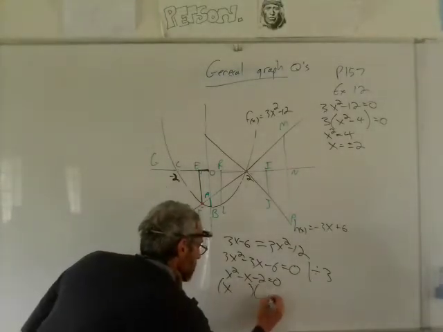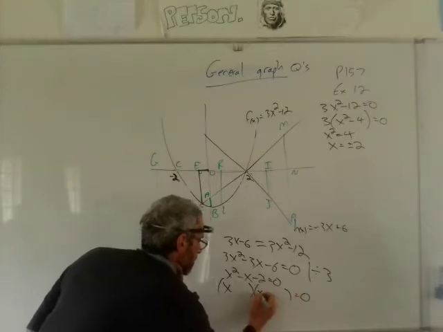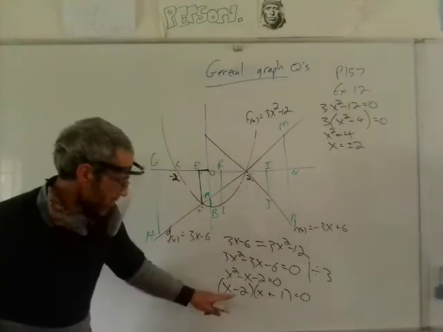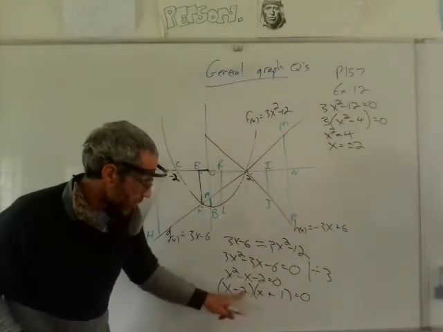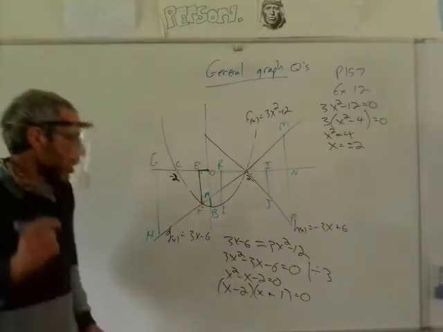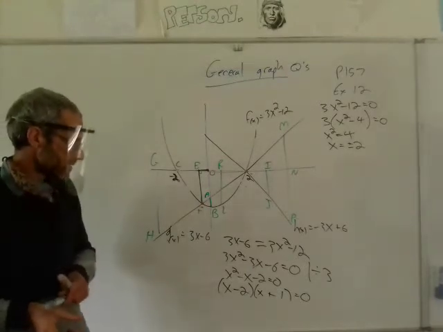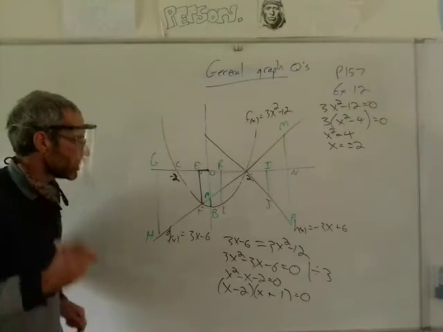Okay, what will be the trinomial here? Minus 2 plus 1, correct? So minus 2 times 1 is minus 2, and minus 2 plus 1 is minus 1. We're going to have two answers. What are the two possible values of x? 2 and minus 1.